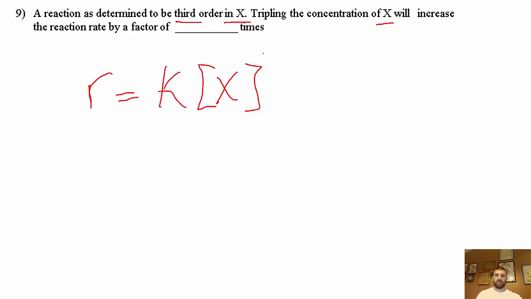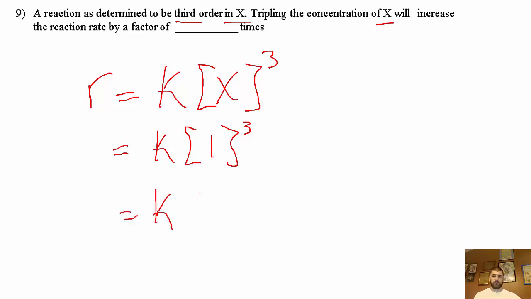All right, 9 says a reaction is determined to be third order in X. Tripling concentration of X will increase reaction rate by a factor of blank. So again, this is just like the last one, but different. So we have the concentration of X, and it is cubed, third order. So it's saying, well, what if we had 1 cubed versus 3 cubed? Well, what's going to happen to the reaction rate?